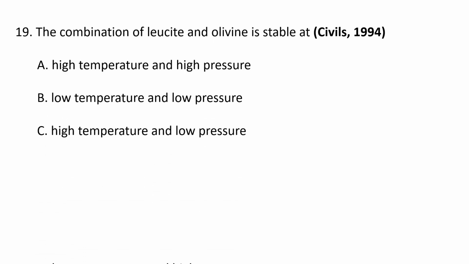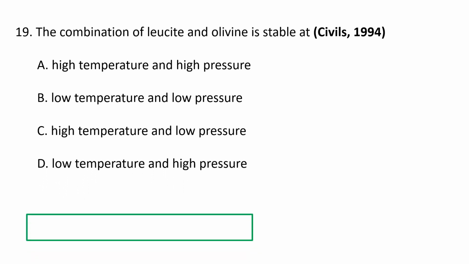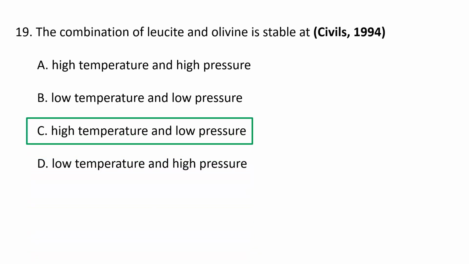Next question. The combination of leucite and olivine is stable at A. High temperature and high pressure. B. Low temperature and low pressure. C. High temperature and low pressure. D. Low temperature and high pressure. So the correct answer is C. High temperature and low pressure.